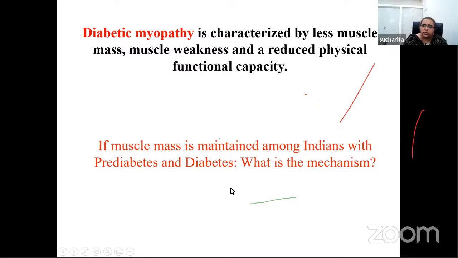So this raised a very strong debate or question among us, our peers, wherein why, if muscle mass is maintained among Indians with pre-diabetes and diabetes, what is the mechanism? Why are they able to maintain? Is it a unique feature among Indians? If so, should we look at something else beyond just looking at the muscle mass?